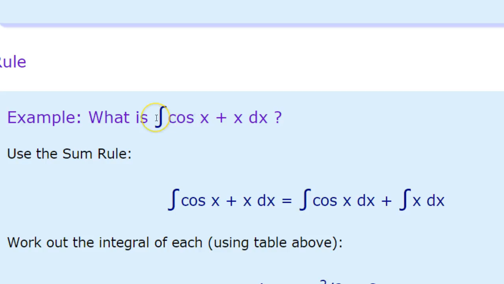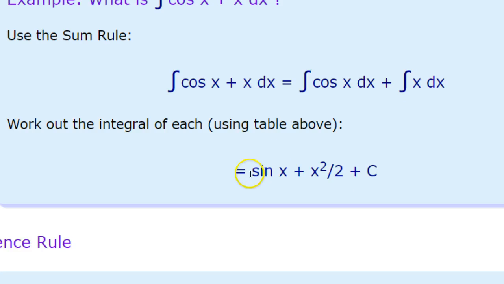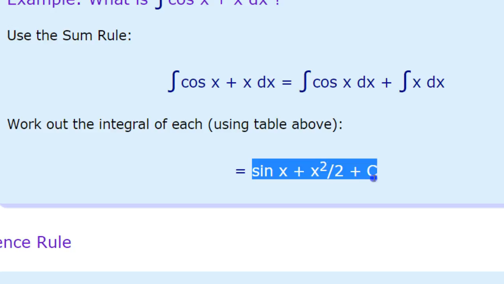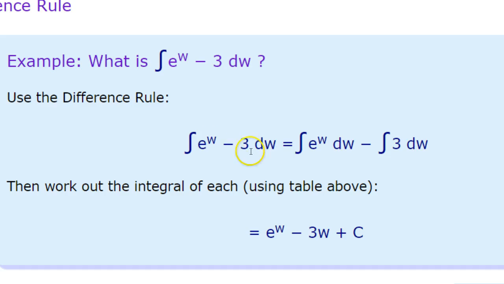What is the integral of cosine of x plus x dx? You separate both parts and do the integral of cosine of x dx, and then add that with the integral of x dx. And you get sine of x plus x squared over 2 plus c. Same thing with subtraction, same rule.